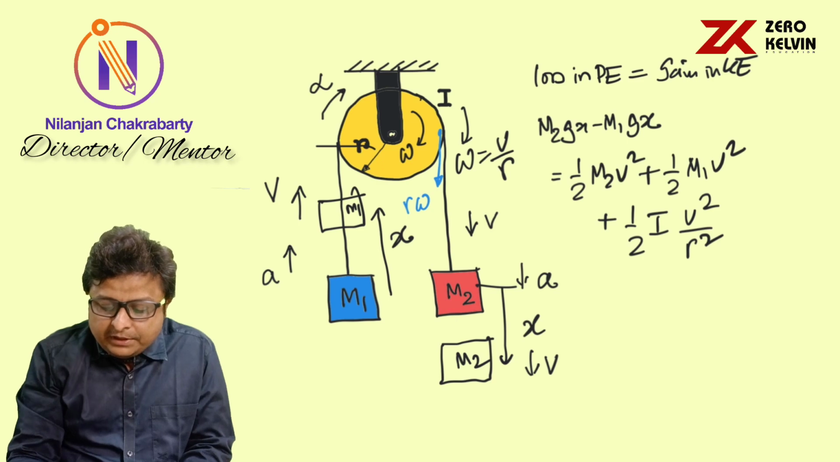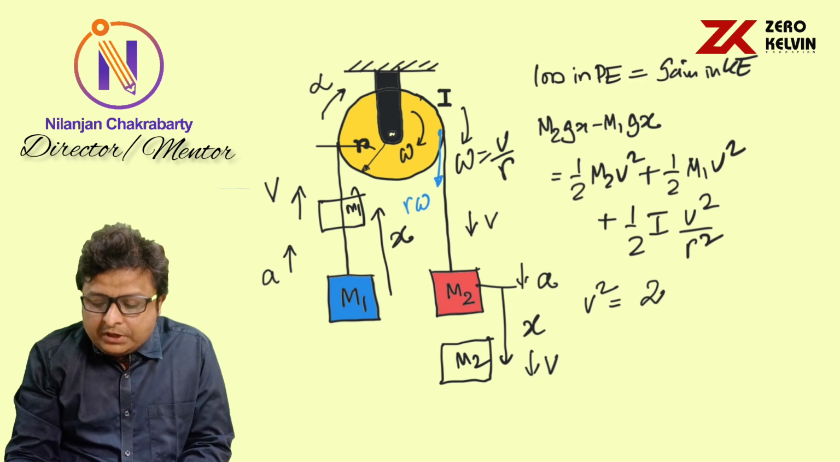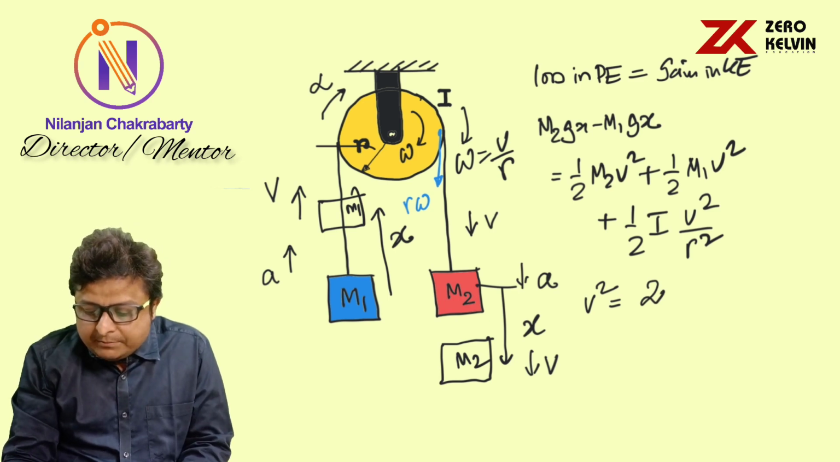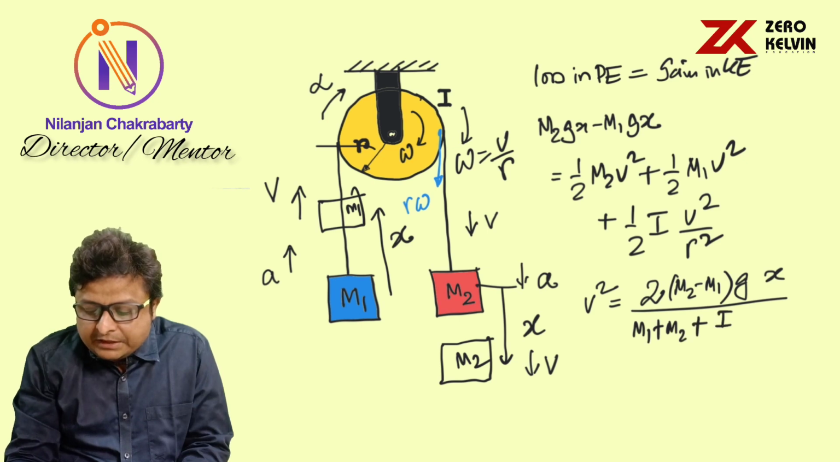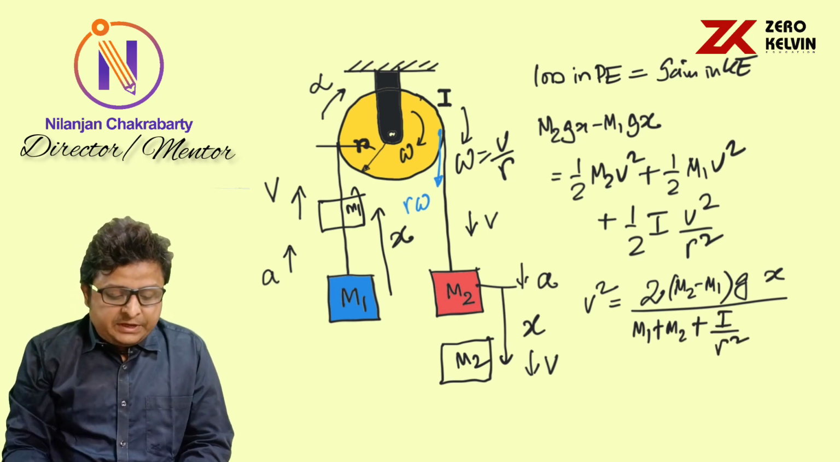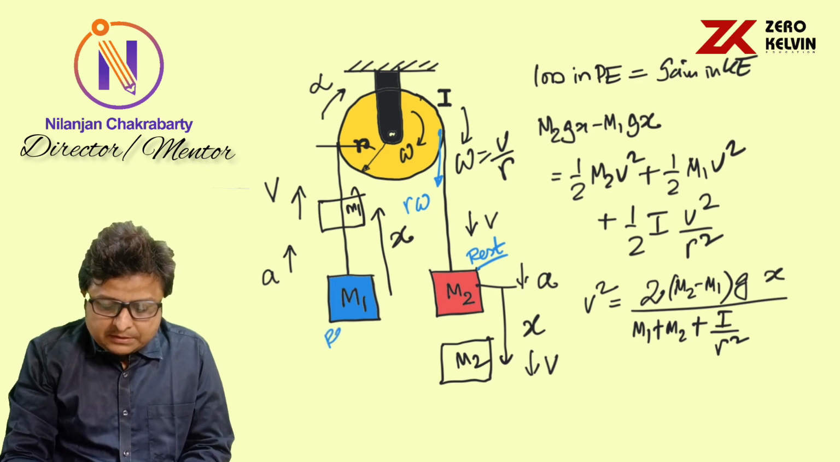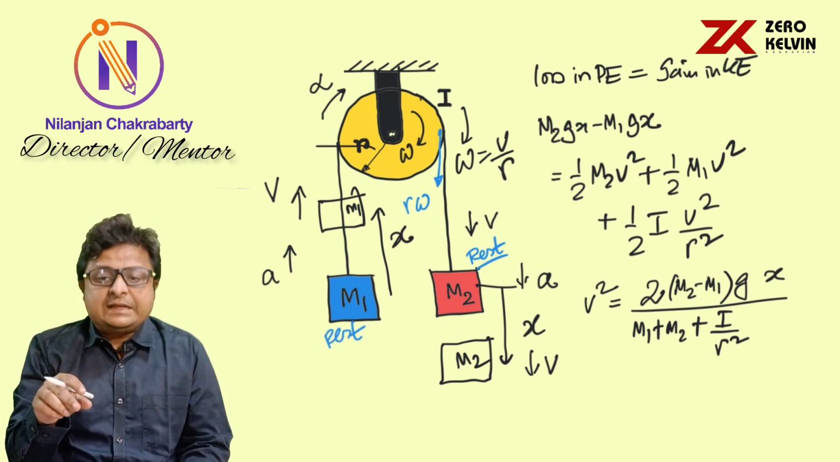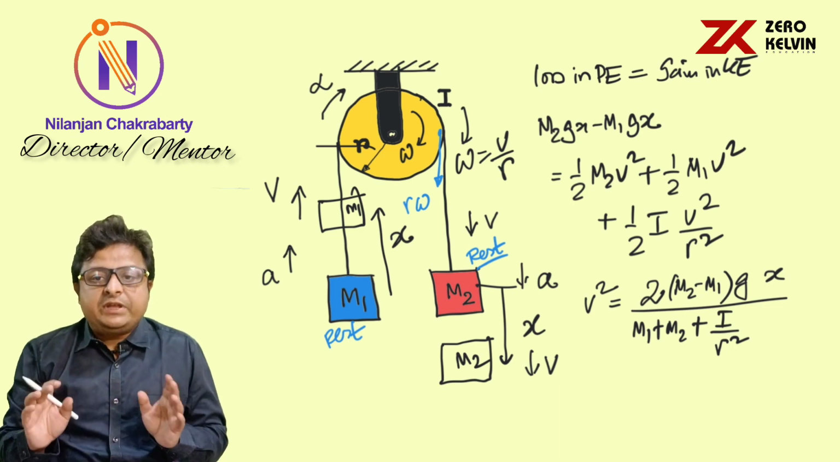Now see, it's so simple. You just write v squared equal to 2 times (M2 minus M1) g x divided by (M1 plus M2 plus I by r squared). Actually, we have considered here that the block starts from rest. When it is released, each of the blocks starts from rest, and once M2 goes down by x and hence M1 goes up by x, they will gain a speed v each.